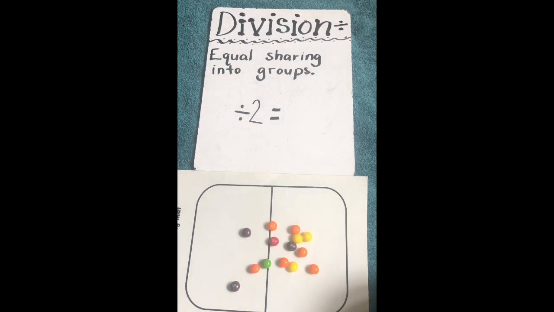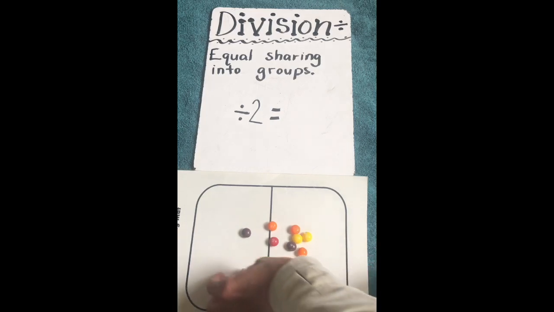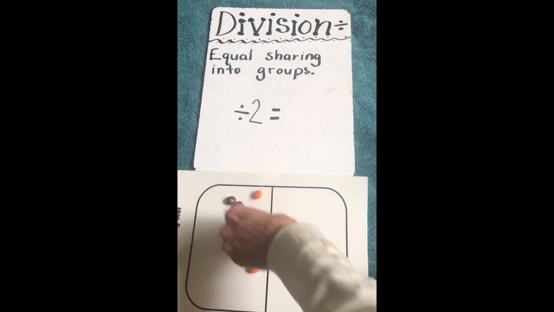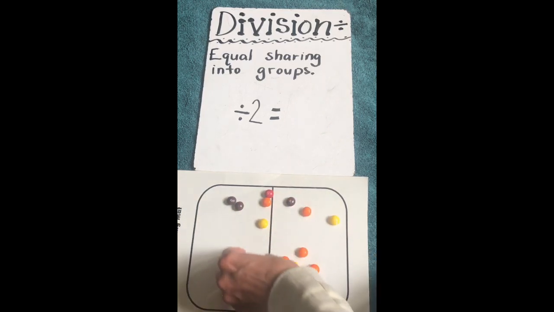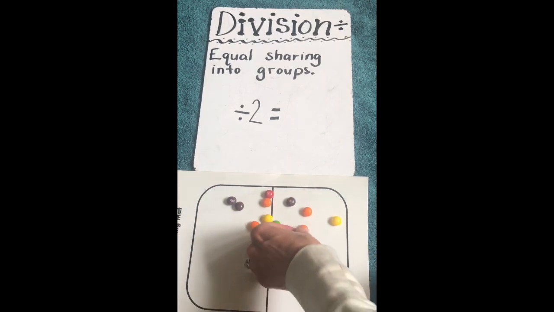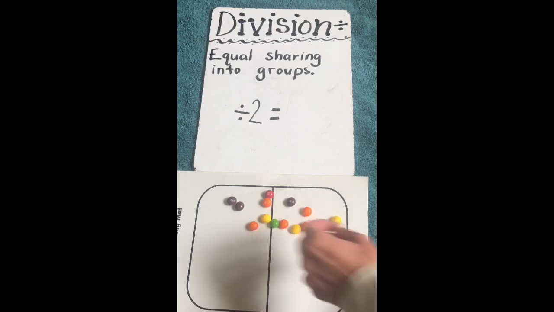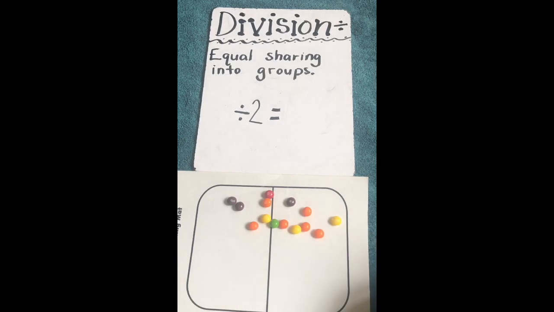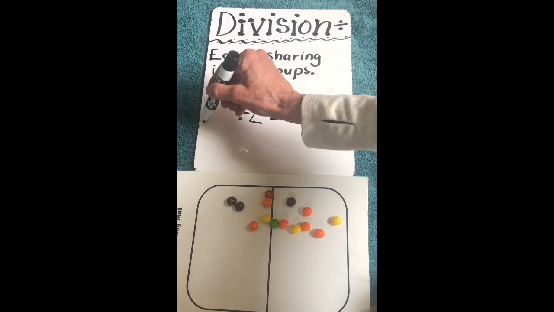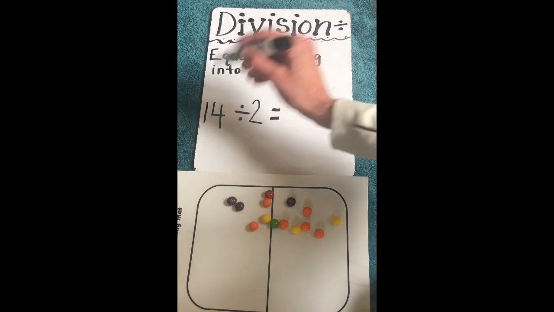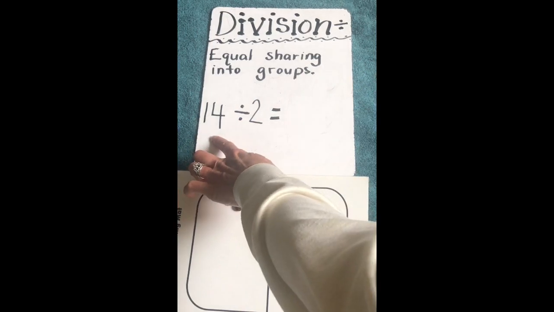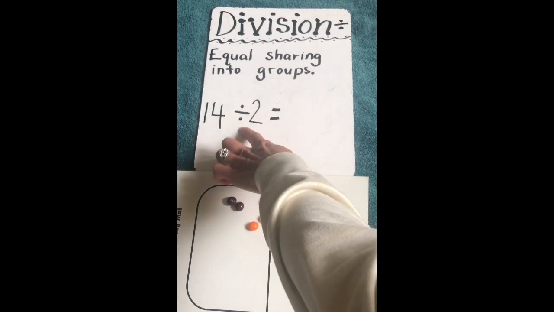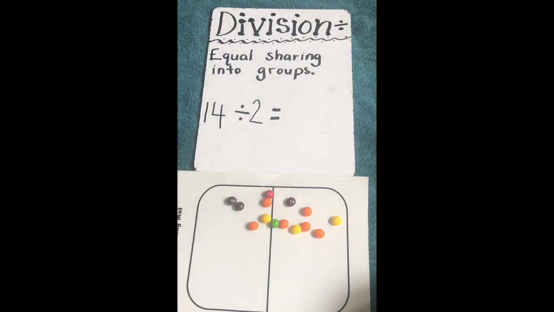Well, first let's figure out how many Skittles we have all together. 1, 2, 3, 4, 5, 6, 7, 8, 9, 10, 11, 12, 13, 14. So I have 14 Skittles. Let's go ahead and write 14 before our dividing symbol. Because we have 14, we're going to divide it into two equal groups.